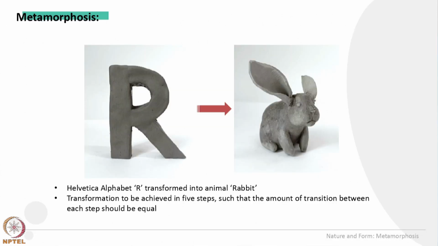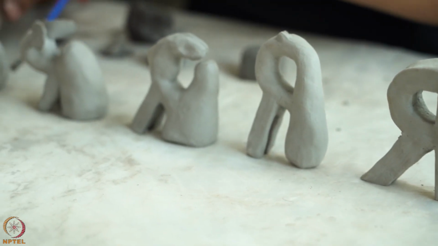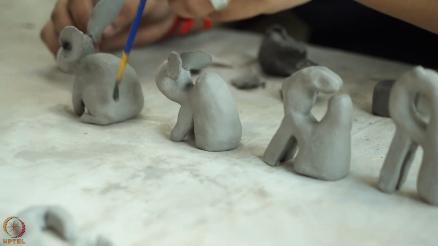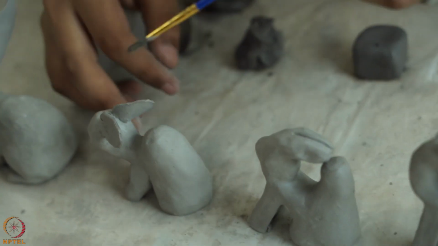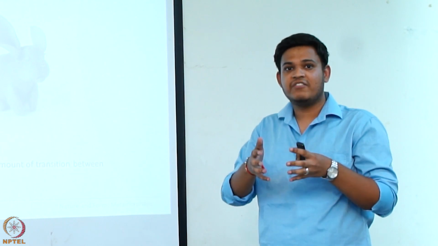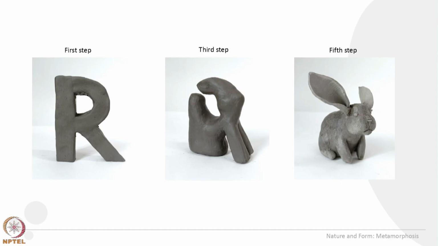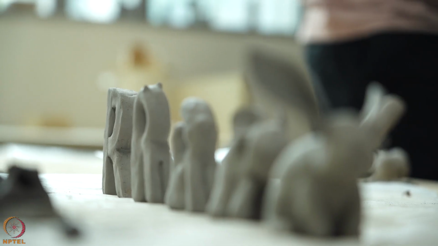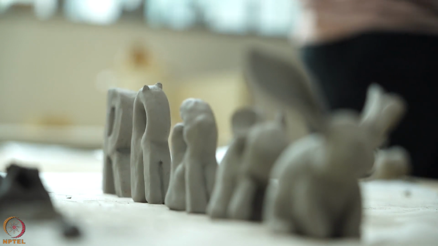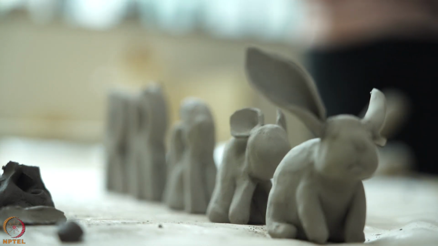So here we had to convert a Helvetica alphabet R into an animal, that is the rabbit. So R for rabbit. This transformation was to be achieved in 5 stages, so that the amount of transition between each step should be equal. First I made the first stage and the final stage, and then I made the middle stage, that is the third step. Then I made the second step and the fourth step. After doing that, I started adding small details in each step, to reduce the gap of the transition between each step.